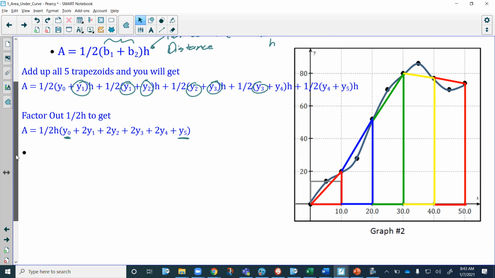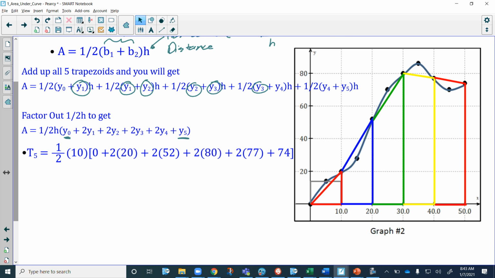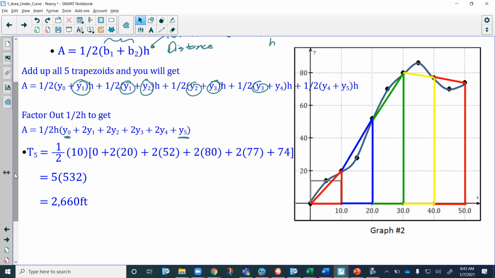Now, based on that, the height of the trapezoids, the horizontal distance, is still 10, just like it was with the rectangles. But according to the formula, for every trapezoid we multiply that by half, and then we take the sum of all of those heights that were being used. In this case, that's going to work out to be 532 times 5, which works out to about 2,660 feet traveled in the 50 seconds that it was being monitored.